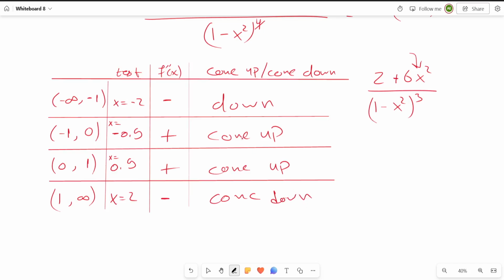So I can see that my function is going to be concave down from this interval. Anything before negative 2 is concave down. From negative 2 up to 0.5 is going to be concave up. And then anything below negative 1 is going to be concave down. This is our interval. Between negative 1 and up to 1 is going to be concave up. And anything greater than 1 is going to be concave down.